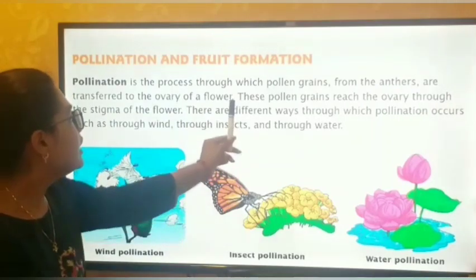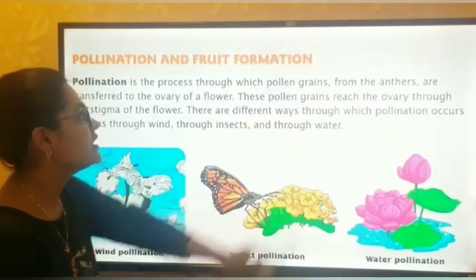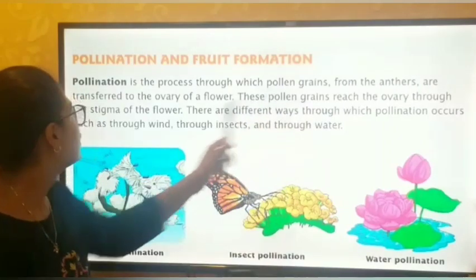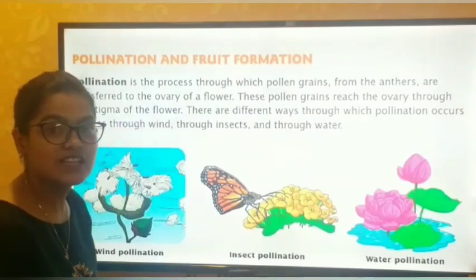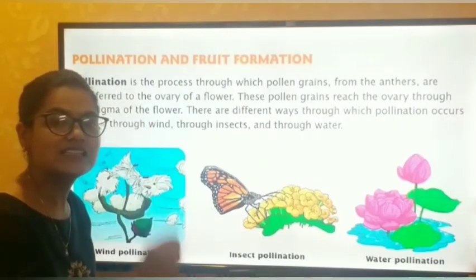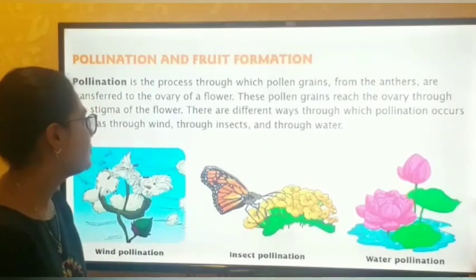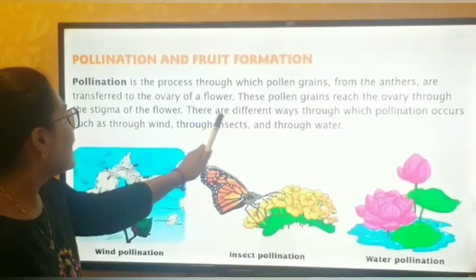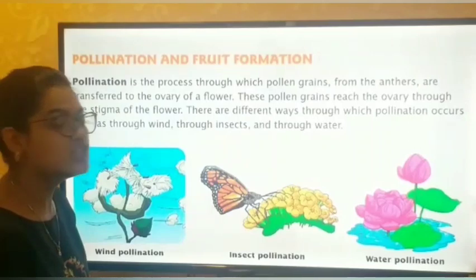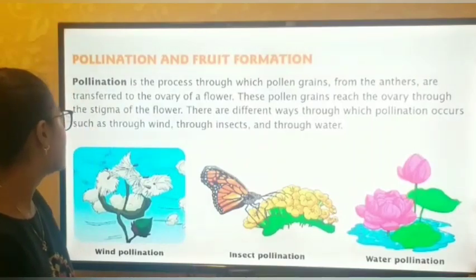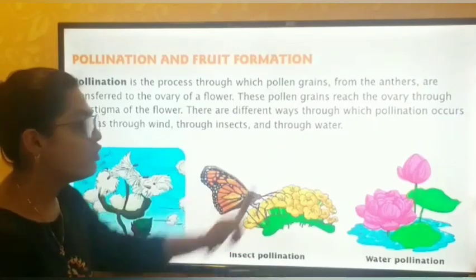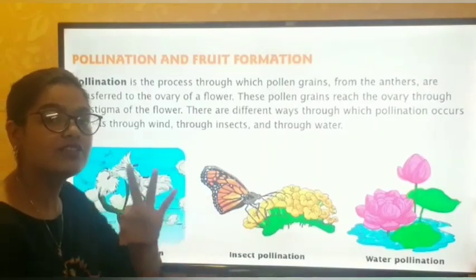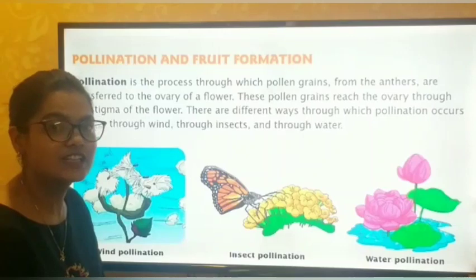These pollen grains reach the ovary through the stigma of the flower. We have seen the stigma, which is present in the center of the flower. There are different ways through which pollination occurs, such as through wind, through insects and through water. So there are three ways by which pollination takes place.